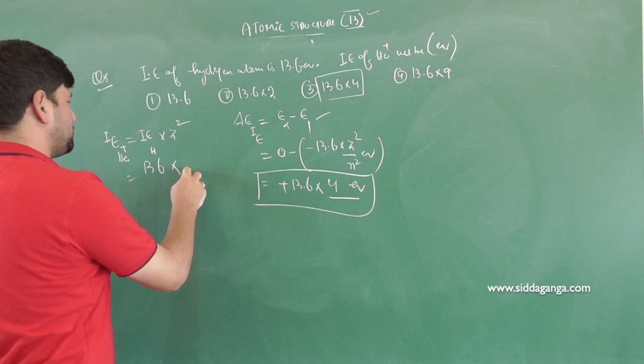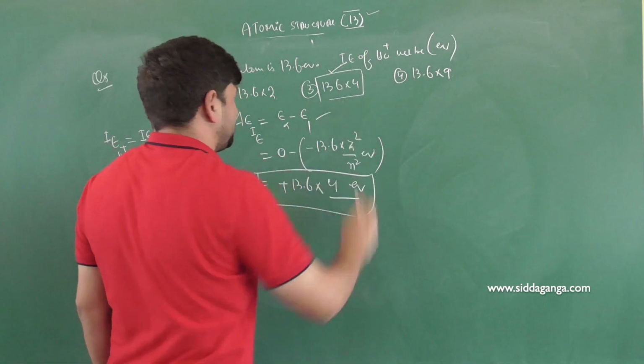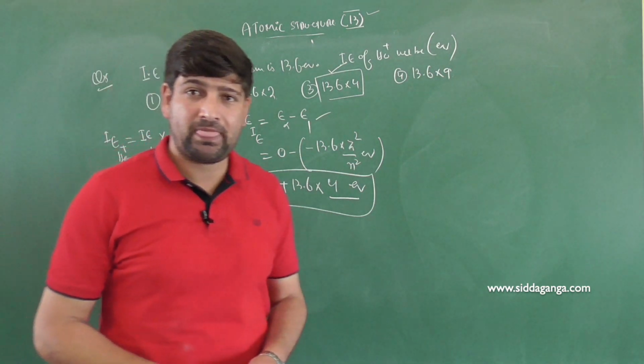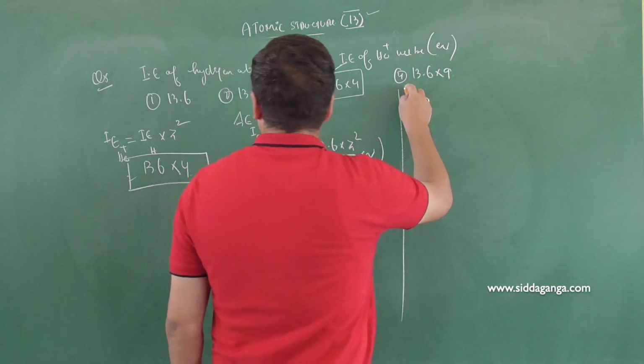What is Z for it? 2 square. That makes it 4. So 13.6 into 4 will be the correct option for calculating ionization energy. Am I clear? Basic thing. Okay. Let us see the next question, children.